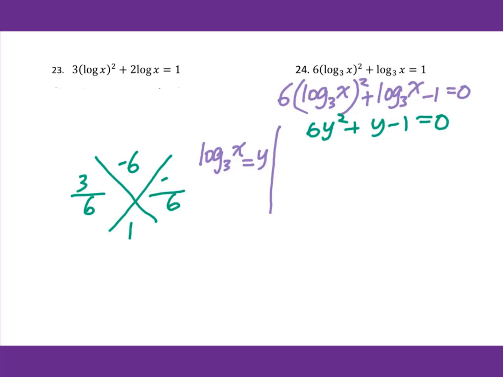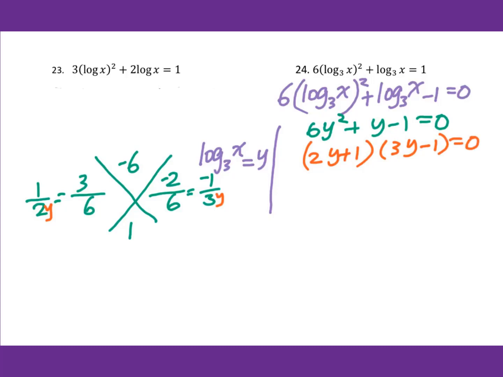3, negative 2. Reduce, you will get 1 over 2 and negative 1 over 3. So we put the y over here, and we got 2y plus 1, 3y minus 1 equals 0. y1 equals negative 1 half. y2 equals 1 over 3.